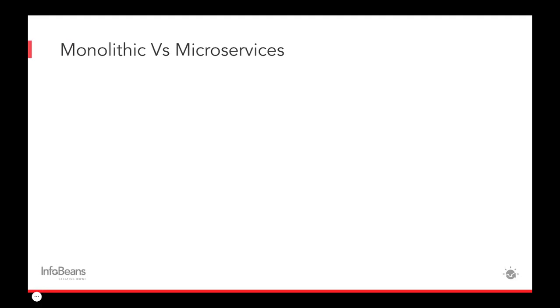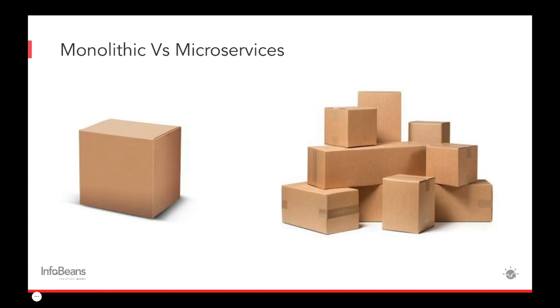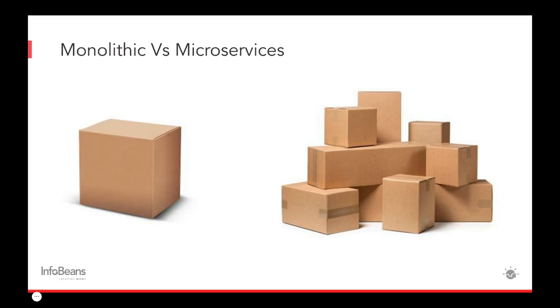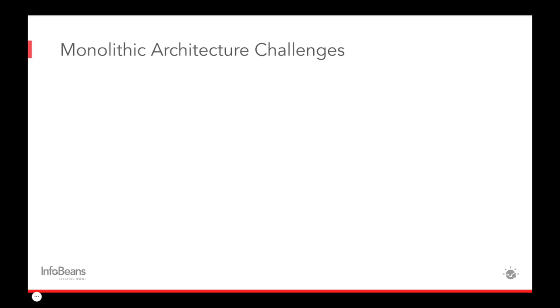So, monolithic architecture is like a big box and microservices are like small boxes. At present, most of the applications follow the monolithic architecture, which is based on one technology stack and deployed as a single package. If this monolithic application is down, then the whole system will go down. Paul had worked on monolithic applications in the past, so he was aware of the monolithic architecture challenges.